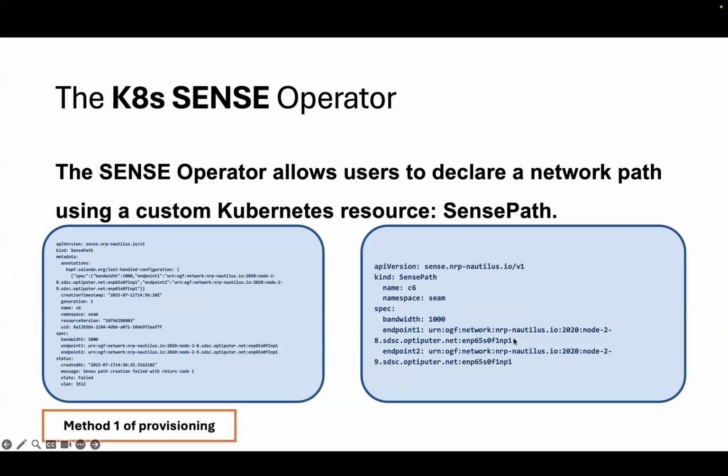Of course, our operator is a project that is still in development. It's early access. We've provided a form for whoever wants to access it, but it's in continuous development. We're continuously adding features, and we're trying to implement a feature where users don't need to know the entire URI, they can just pass the node name. So in our case, that would be node-2-8.sdsc.optcomputer.net. That is an actual Nautilus node. That's the name of a server, and node-2-9 is another one. And just by providing the two endpoints and bandwidth, you have your path.